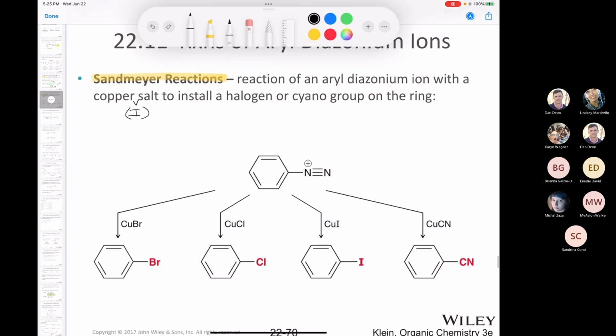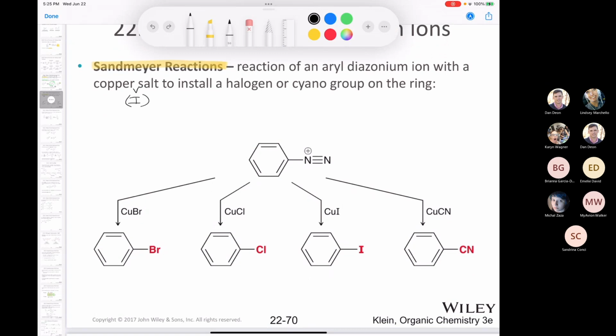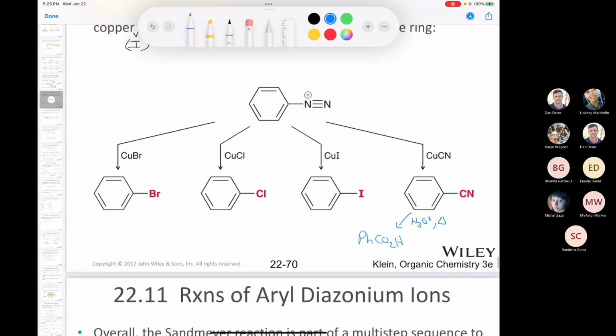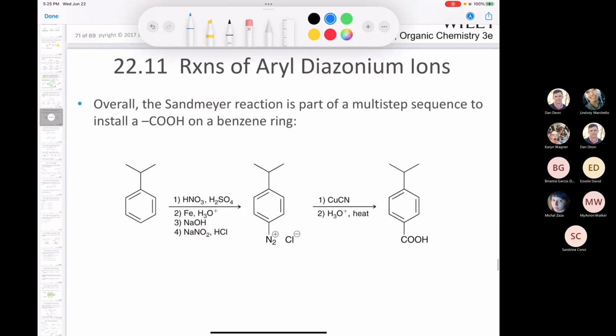And something that's really cool about these is if you think about the possibilities, if you have benzonitrile, for example, I'll just scribble it in here. If you treat that with aqueous acid and heat it up, that hydrolyzes to give you benzoic acid, right? So that's kind of a cool thing, another way to make benzoic acid. Overall, the Sandmeyer reaction is part of a multi-step sequence to install a carboxyl group on a benzene ring. So this is what I was just getting at.